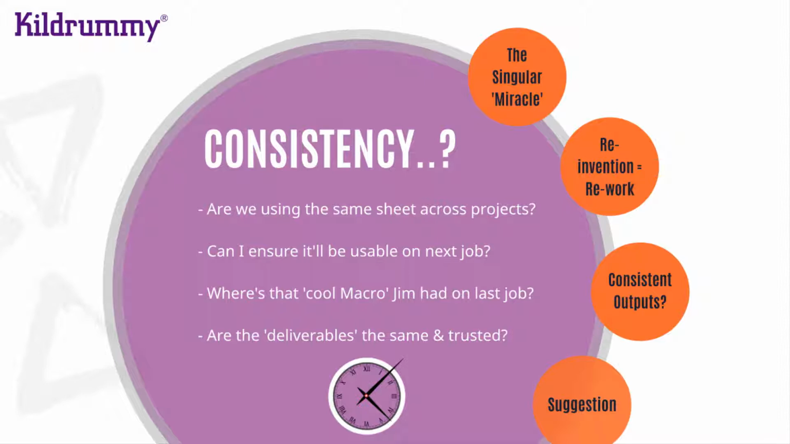In addition to that, we have a situation where from project A, that massively wonderful spreadsheet perhaps is not so easily used on project B. And we'll look at that in a moment. Those two things combined together create a situation where we may not be delivering consistent outputs across our projects, or indeed within the same project month to month. And then finally, we'll look at how Kildrummy Cost Management addresses that situation in order that we can deliver a continuous and consistent solution that adds value to the project?